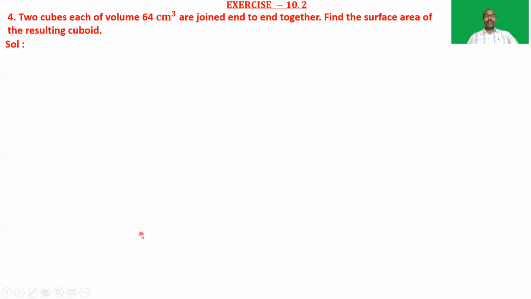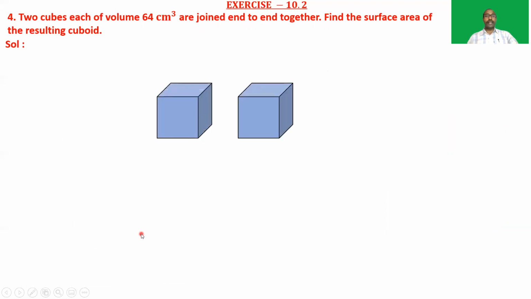Okay. So here we have two cubes like this, and the volume of each cube is 64 cubic centimeters. So the volume of each cube is given, and it's given that these cubes are joined end to end together. That is, one face of the first cube is attached with one face of the second cube like this.